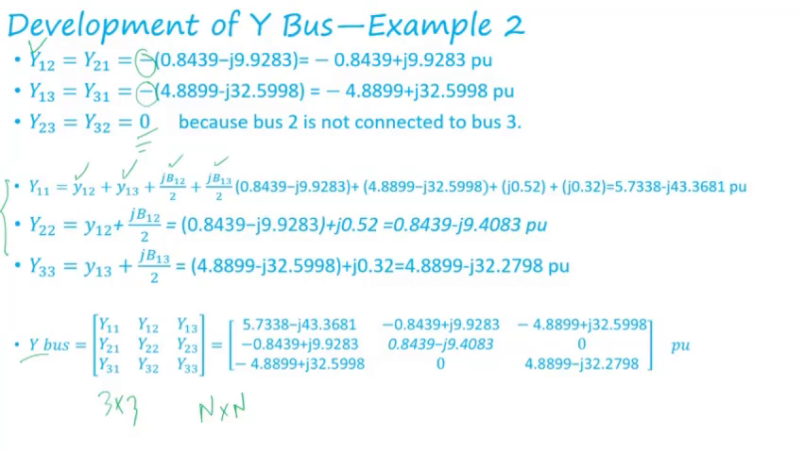So that's it for this video. In the next video, I'll show how to go from the Y bus to the Z bus, which is important especially for short circuits. And after that, I'll show you how to use the Z matrix to calculate fault currents for any system with N buses, whether it's a three-phase short circuit fault, line to ground, or line to line to ground.